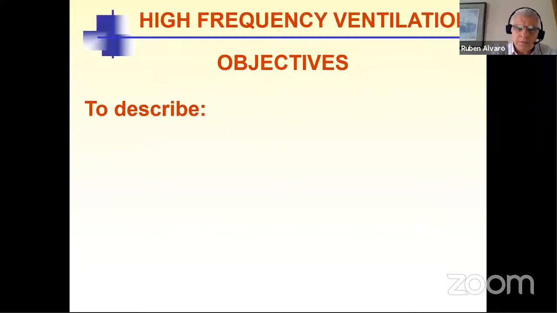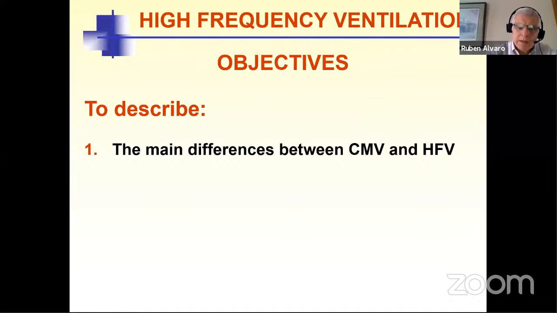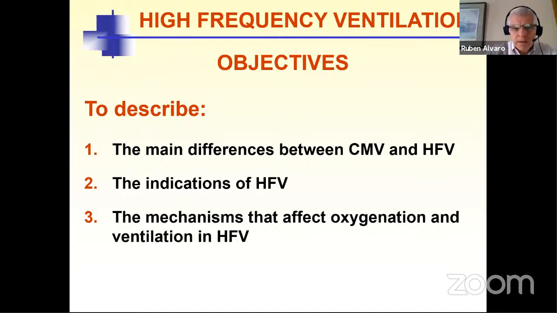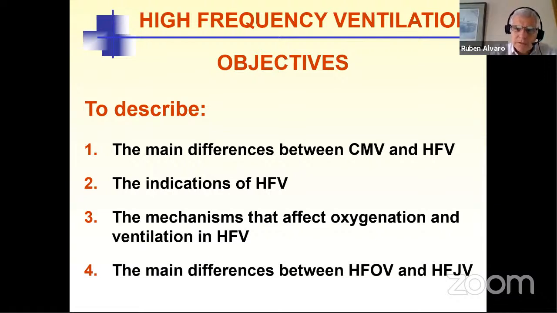The objectives for today's talk are, first, to describe the main differences between conventional mechanical ventilation and high frequency ventilation. We are going to discuss the indications for high frequency ventilation. We will describe the mechanisms that affect oxygenation and ventilation in high frequency ventilation. And finally, we are going to talk about the main differences between the two most common forms of high frequency ventilation, which are the high frequency oscillatory ventilator and the high frequency jet ventilator.